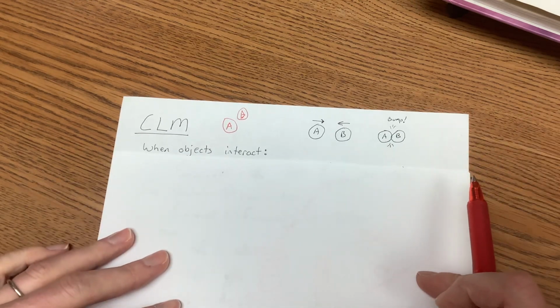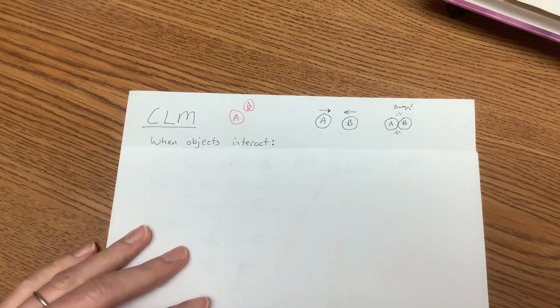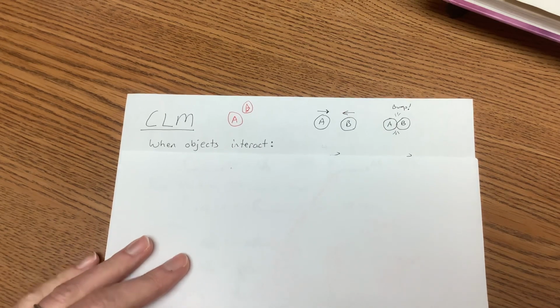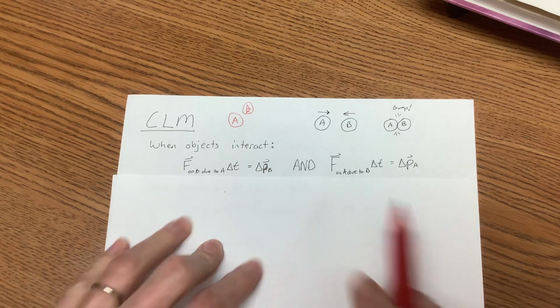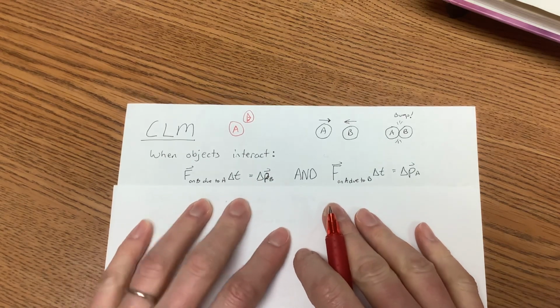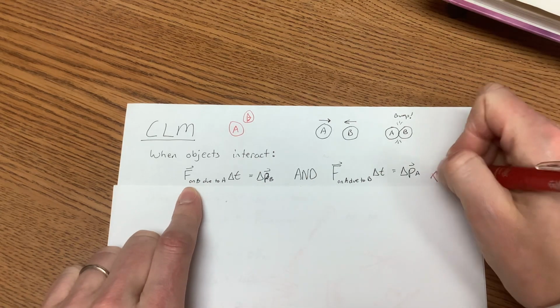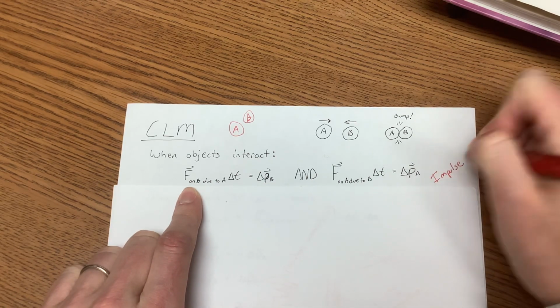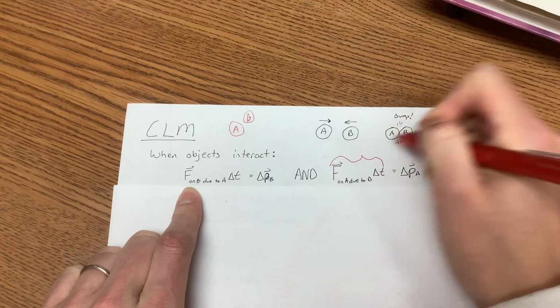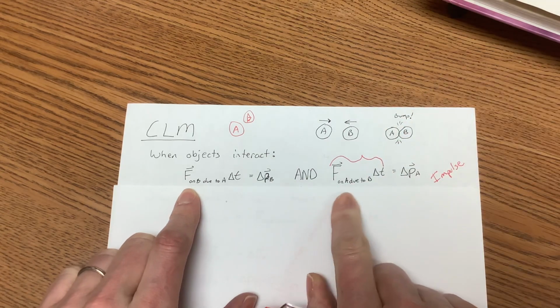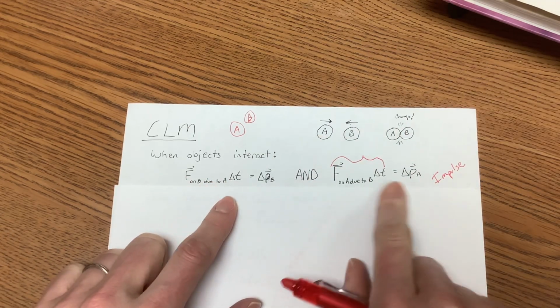So when objects interact, there's going to be some forces, okay? There's going to be a force on one and then a force on the other because that's what happens. That's Newton's third law, right? So I wrote here, we're talking about impulse, right? This force times time is the impulse. So we've got two objects, which means we have two of these impulses.